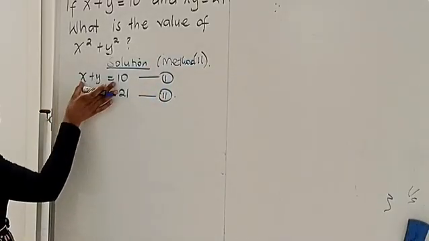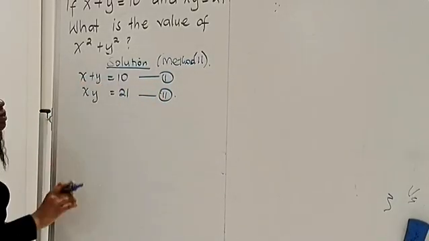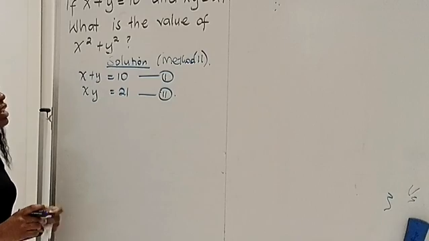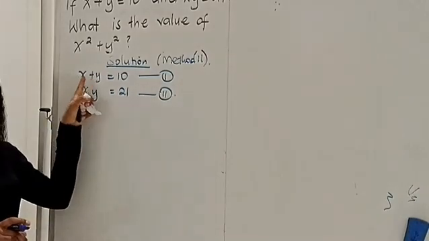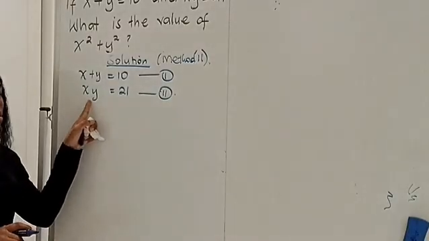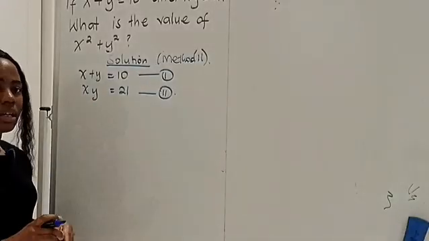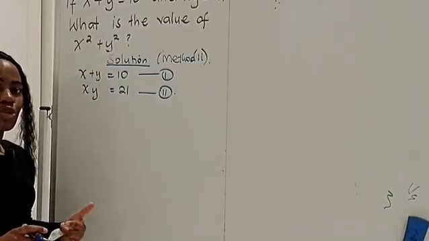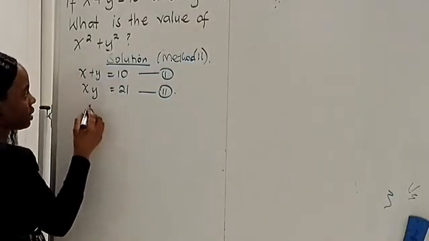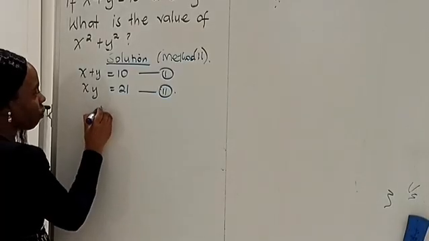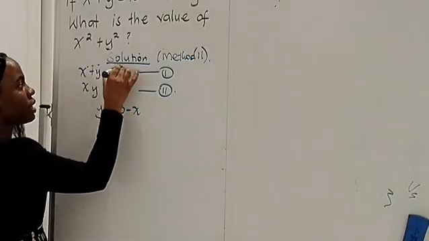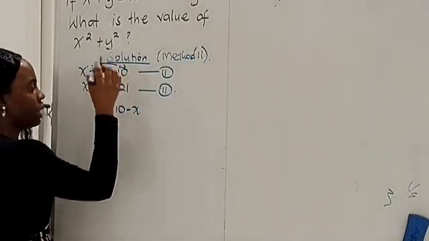Now, if I have this equation, x plus y equal to 10, xy is equal to 21, let me make one of the variables the subject in the first equation. Then I substitute for that variable in the second equation. That is called the substitution method. So if I make y the subject here, I'll have y is equal to 10 minus x, because x has moved to the right and it has become negative.